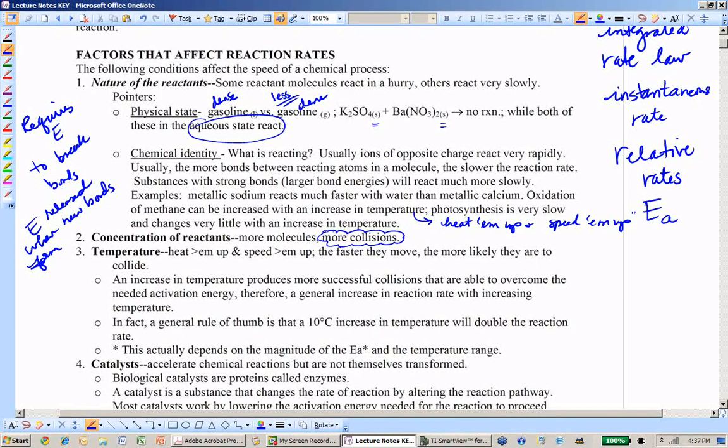So the more molecules we have, the more collisions we have. So the concentration definitely matters. A 1 molar solution is way more concentrated than a 0.1 molar solution. So again, with the temperature, heat them up, speed them up. My symbolization's a little messed up there, but I fixed it on your copy on the wiki page if you are getting your notes from there. The faster they move, the more likely they are to collide.